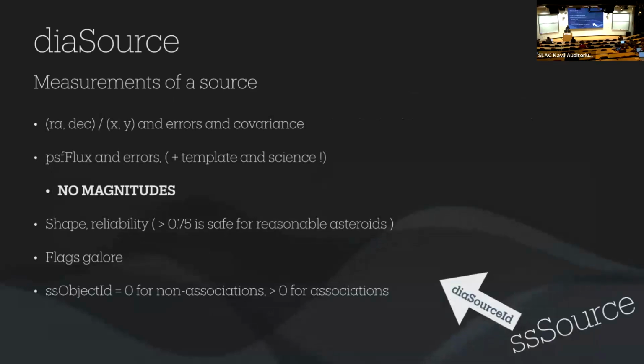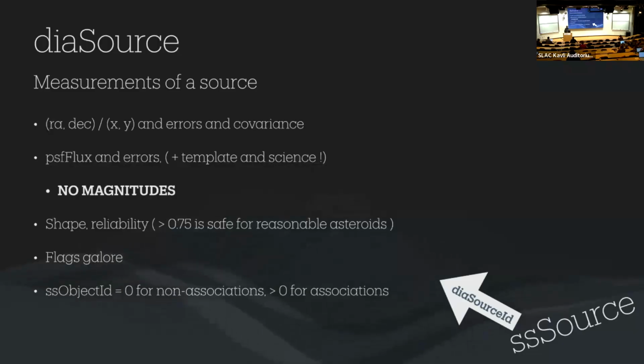First, the dia sources, the precursor data product to the solar system sources. These are measurements of a source in an image. So we've got the astrometry, RA, DEC, X, Y, and pixel coordinates, and their errors and covariances. We've got PSF flux and errors on PSF flux, plus template flux, so the flux of the object in the template if it's there, and the flux in the science image. These can be useful if you are wondering whether an object is a stationary source that happens to be associated to an asteroid or a moving object.